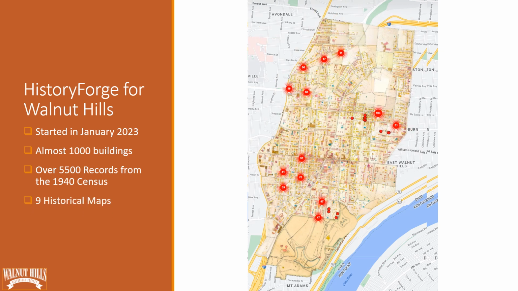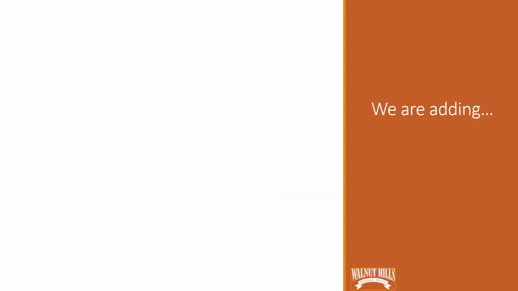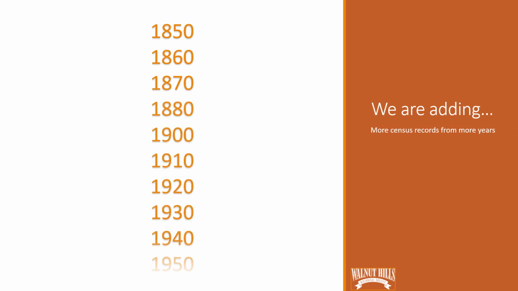We also have loaded 9 historical maps, starting from 1869 and going up to the near present. And we've put in a few street overlays to identify major changes to our infrastructure, such as putting in I-71. We're continuing to build out our application by adding more census records from more years, all the way from the 1850 census to the latest that's available, the 1950 census.